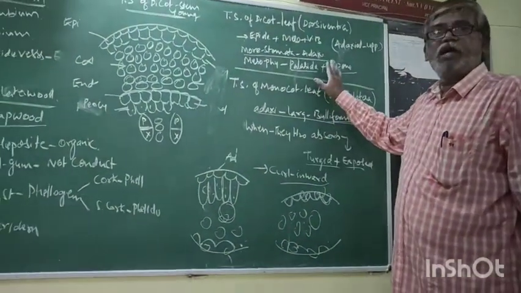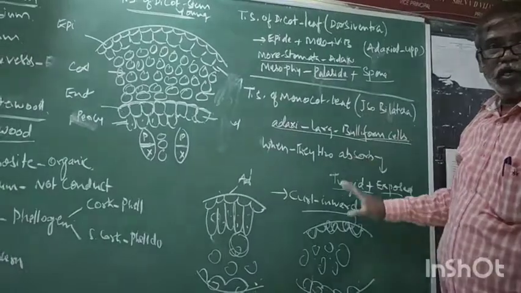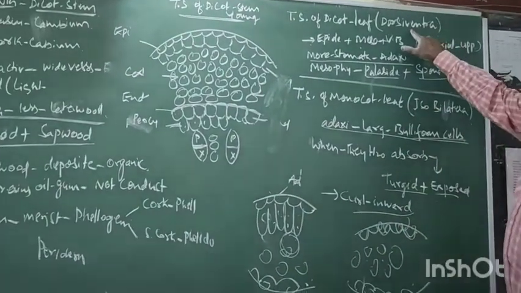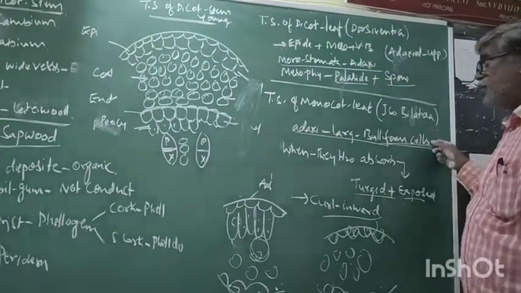Now, this is a dicot leaf. Who is dorsiventral? Dicot. Who is isobilateral? Monocot.